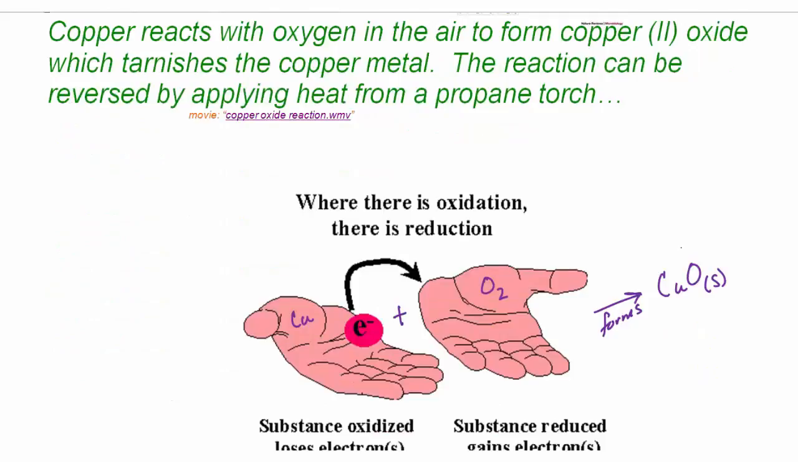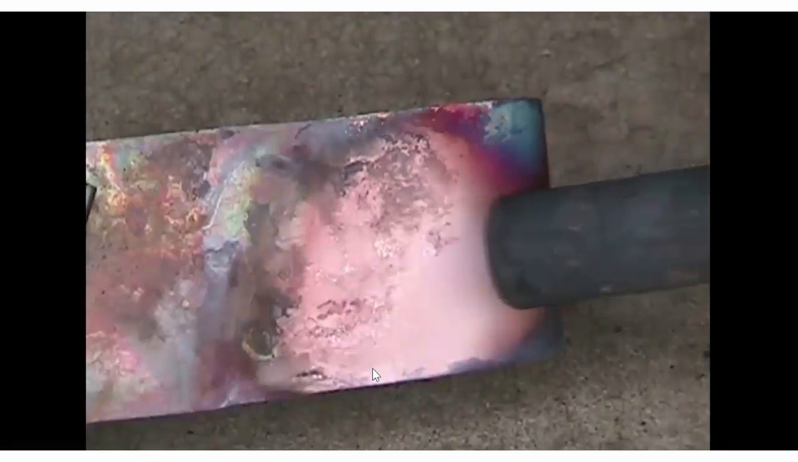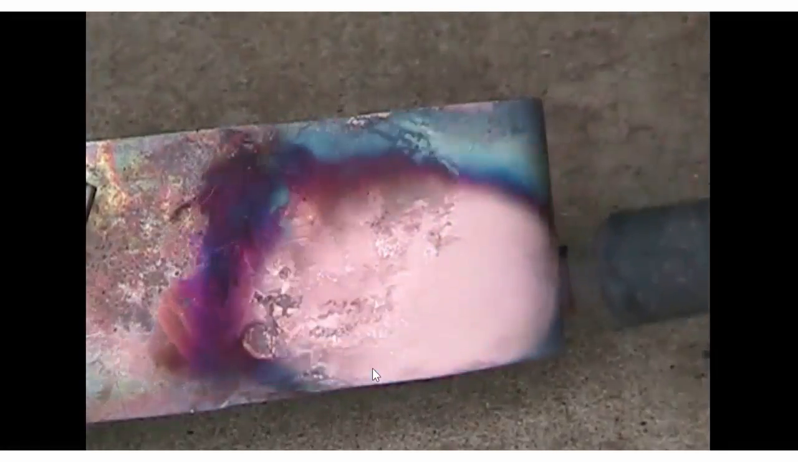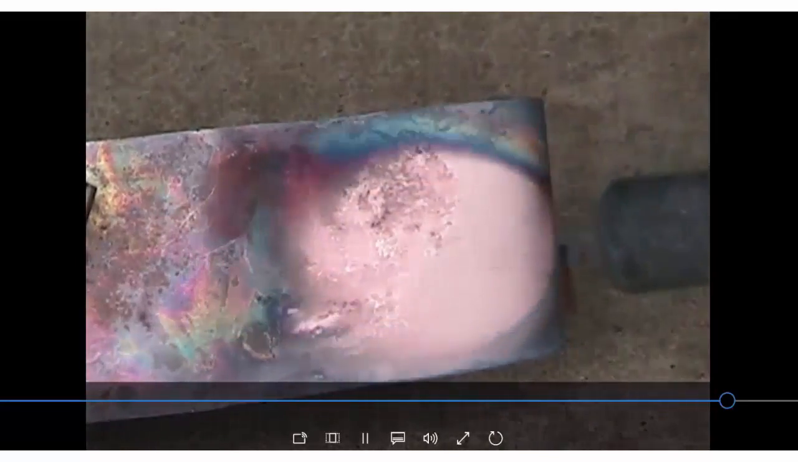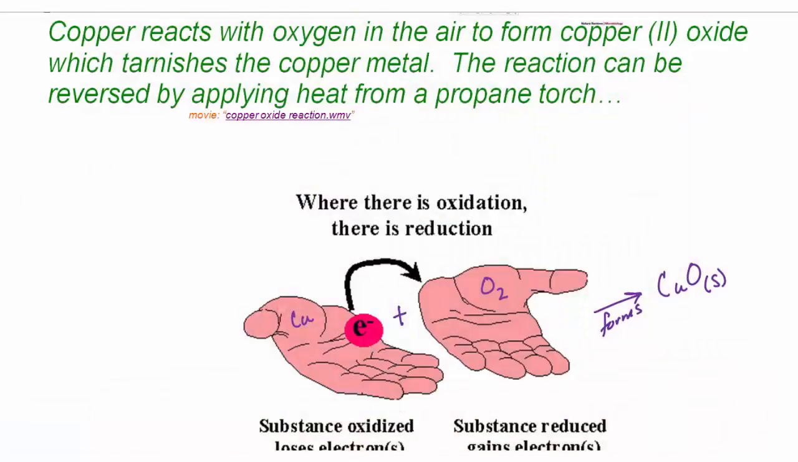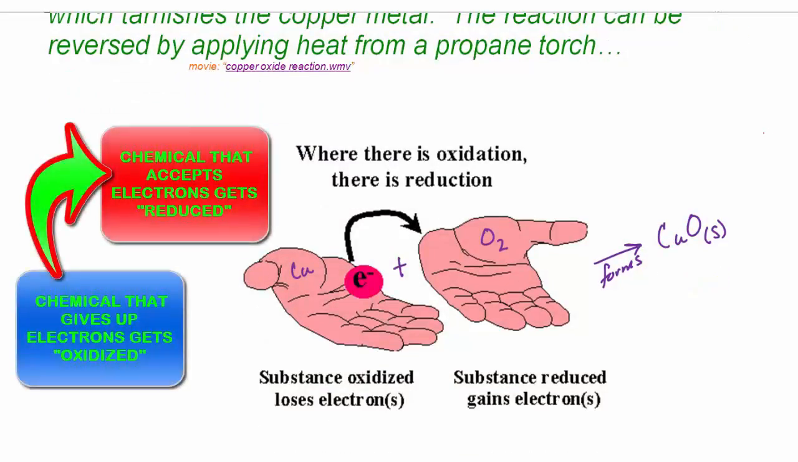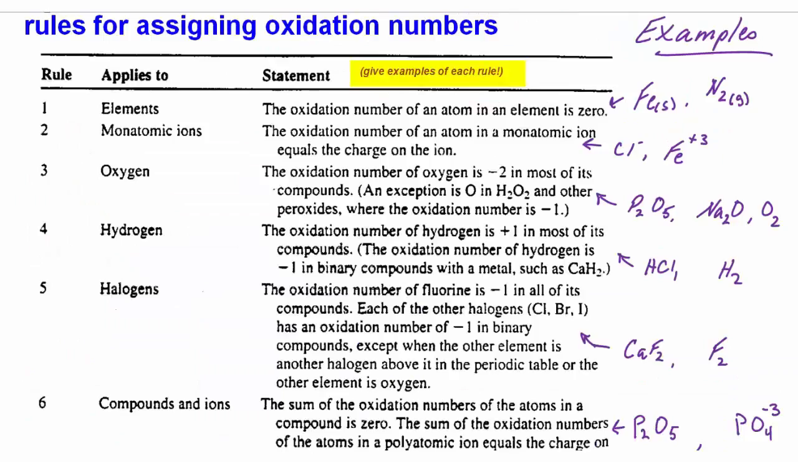For example, copper reacts with oxygen in air to form copper oxide, and that kind of tarnishes the metal. But you can reverse this reaction with a torch. The substance that's oxidized loses the electrons. Copper, in this case, loses the electrons to oxygen in the air, and we form copper oxide. Then you can reverse the reaction by applying heat. So in this type of reaction, one reactant is producing electrons, the other reactant is accepting them.